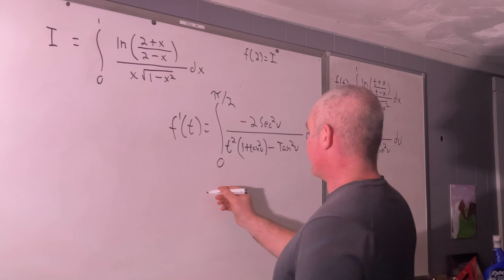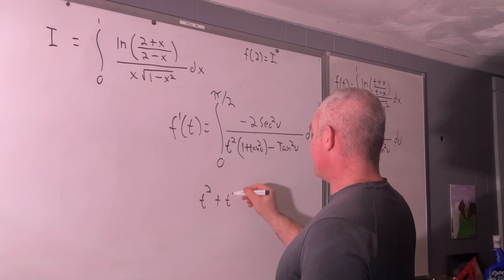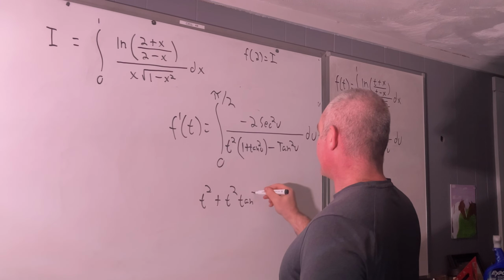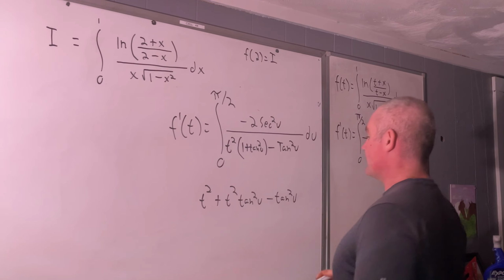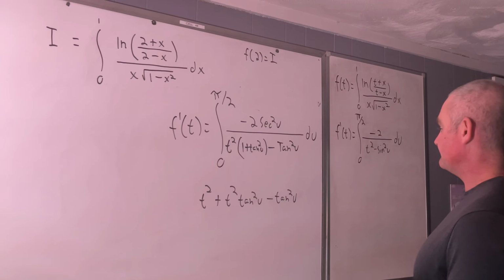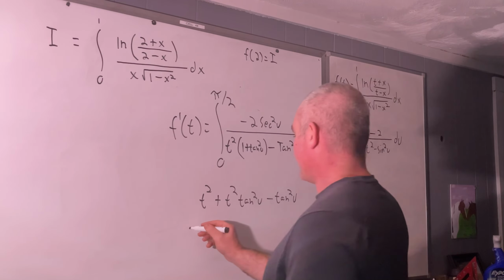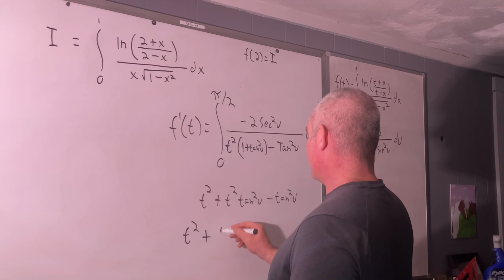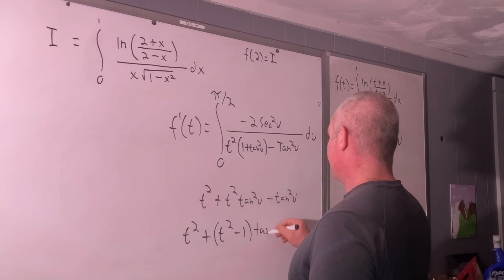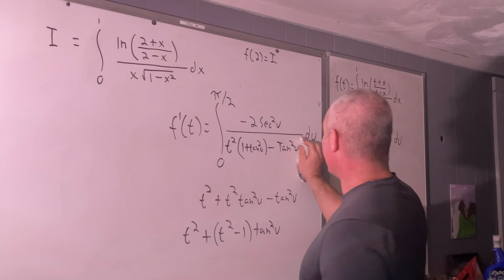Let's see. That's going to give us, in the denominator, a t squared plus t squared tangent squared u minus tangent squared u. Which would become a t squared plus t squared minus 1 times tangent squared u, right? Yeah. All right, let's put that in the denominator.